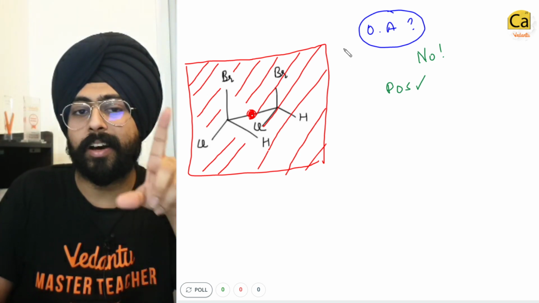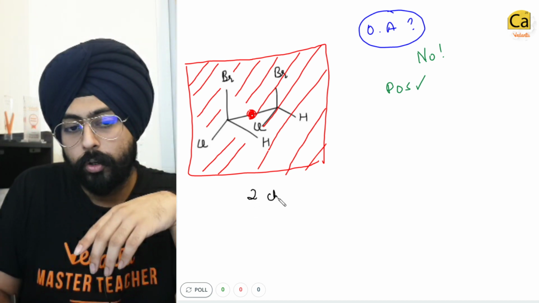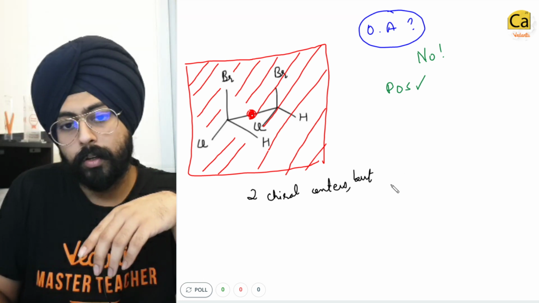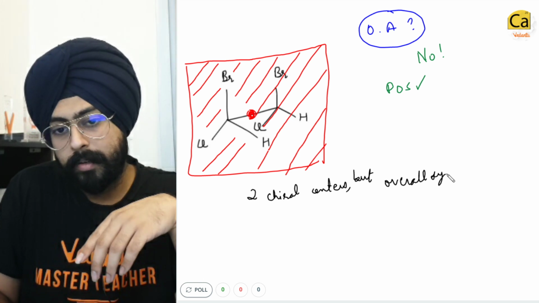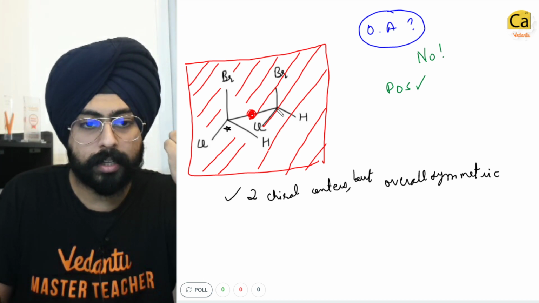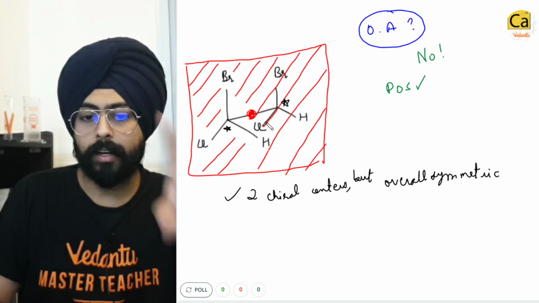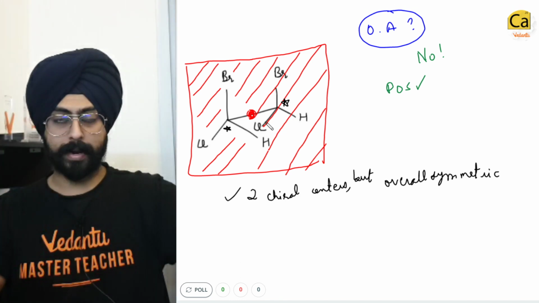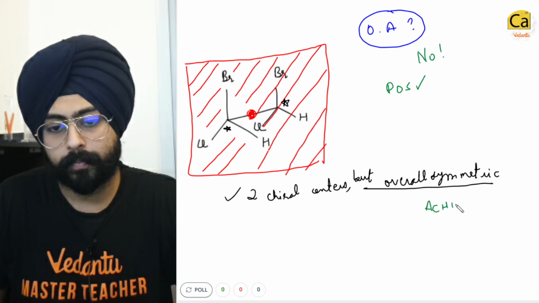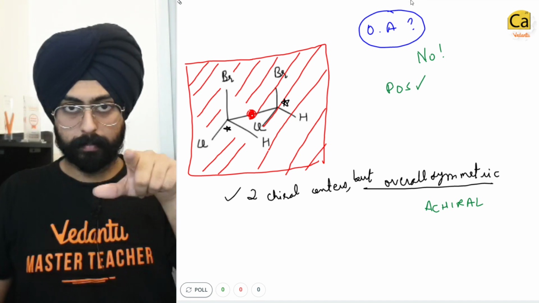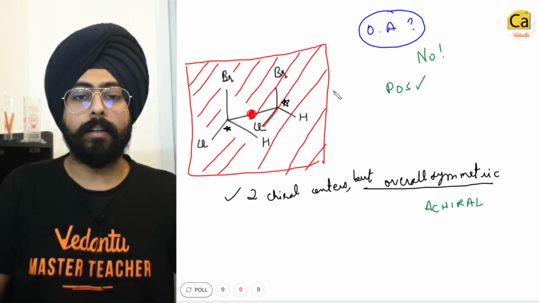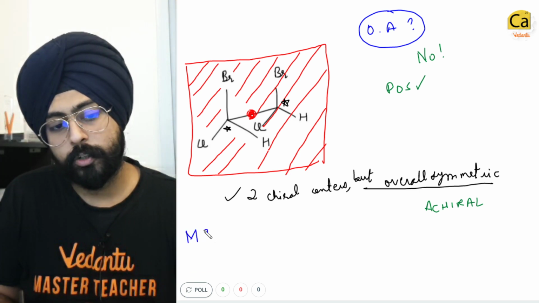But do you realize that this molecule has two chiral centers? Two chiral centers. But overall, symmetric. I can write that. Why two chiral centers? Notice this carbon and this carbon. There are two optically active centers, but overall this molecule is symmetric in nature. Since overall it is symmetric, it means that it is achiral, it is not optically active, and such compounds which have multiple chiral centers, but because of overall symmetry, they are achiral, such compounds are known as meso compounds.